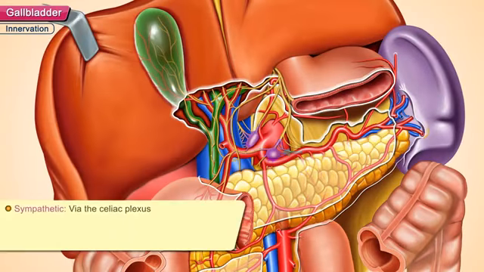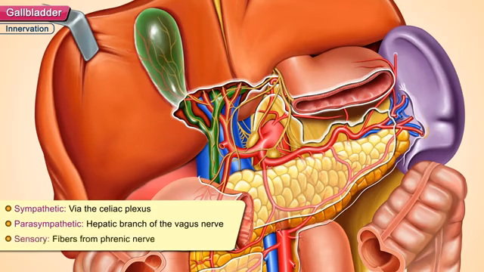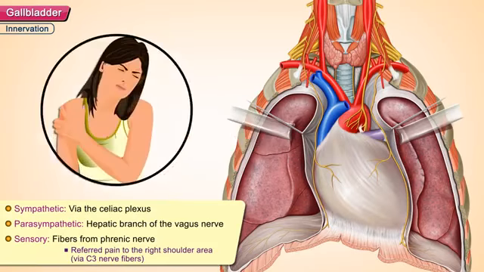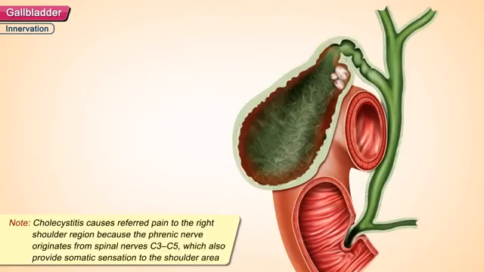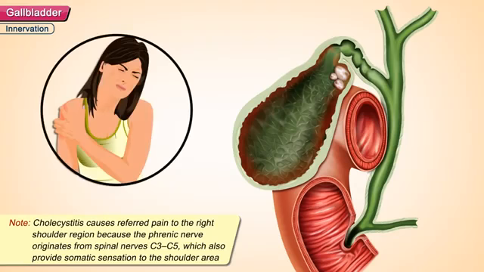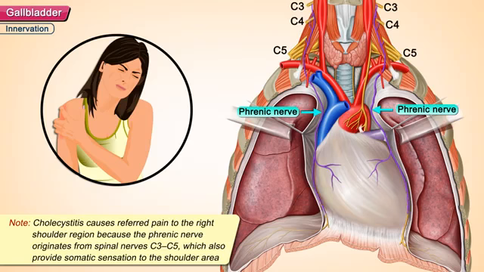Innervation. Sympathetic via the celiac plexus. Parasympathetic via the hepatic branch of the vagus nerve. Sensory. Fibers from the phrenic nerve, hence referred pain to the right shoulder area via C3 nerve fibers. Point to be noted here is that cholecystitis causes referred pain to the right shoulder region because the phrenic nerve originates from the spinal nerves C3 to C5, which also provide somatic sensation to the shoulder area.